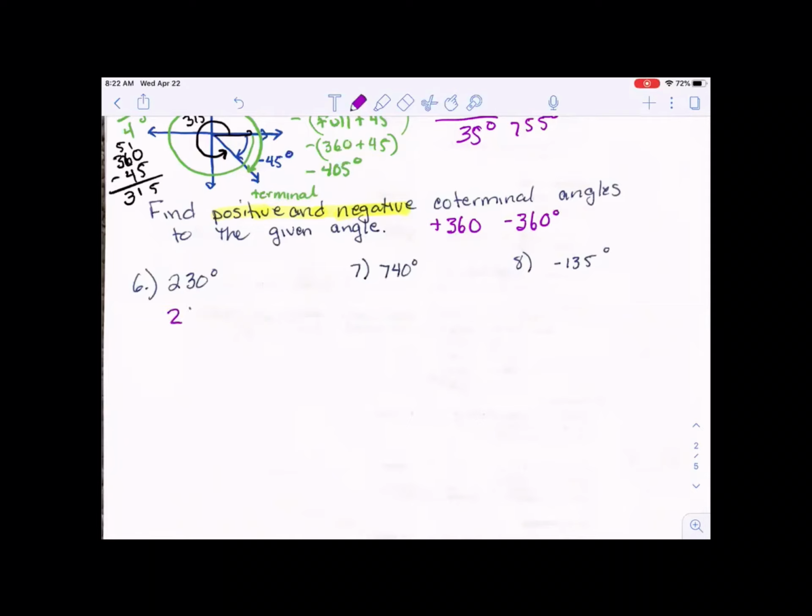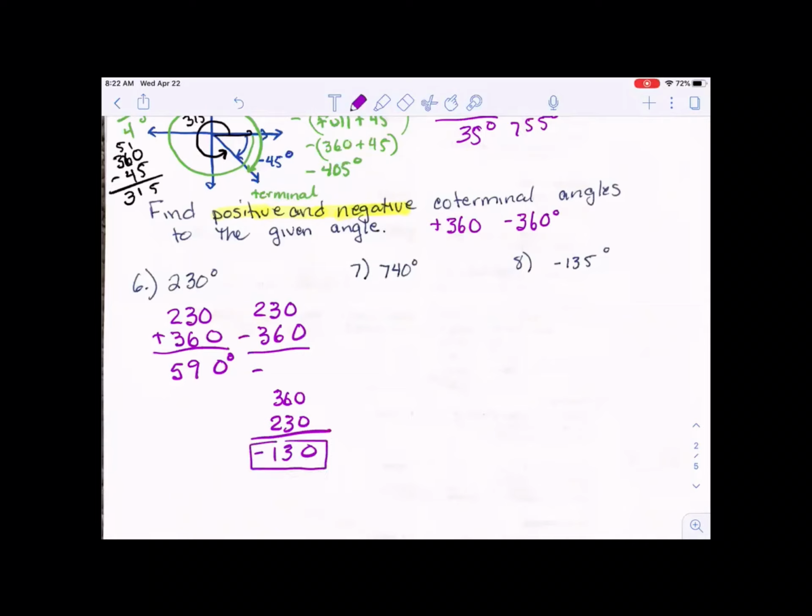If I take my 230 degree angle that I'm given here and I add 360, that's going to be a positive number, so that's going to be my positive coterminal angle. So my positive coterminal angle would be 590 degrees. If I take the 230 that they give me and I subtract 360, that's going to be a negative number, but I don't like to subtract like that, so I'm going to go 360 on top minus the 230, and I'm going to get a 130, but my 360 is negative, so my negative coterminal angle is going to be a negative 130. So add or subtract 360 until you get a positive and a negative.